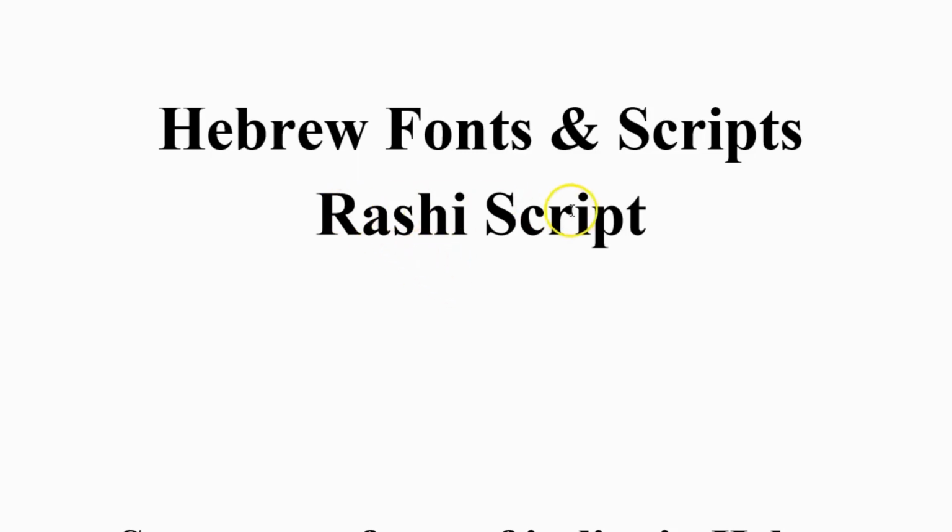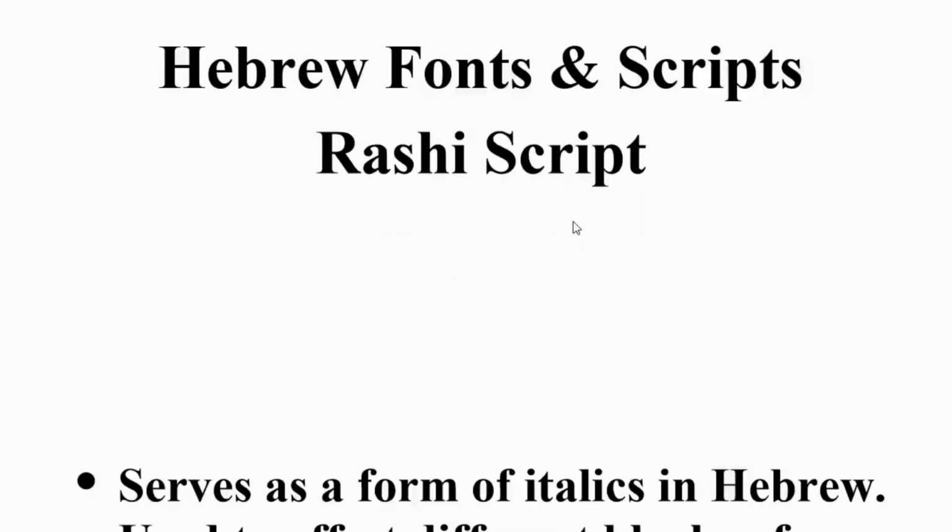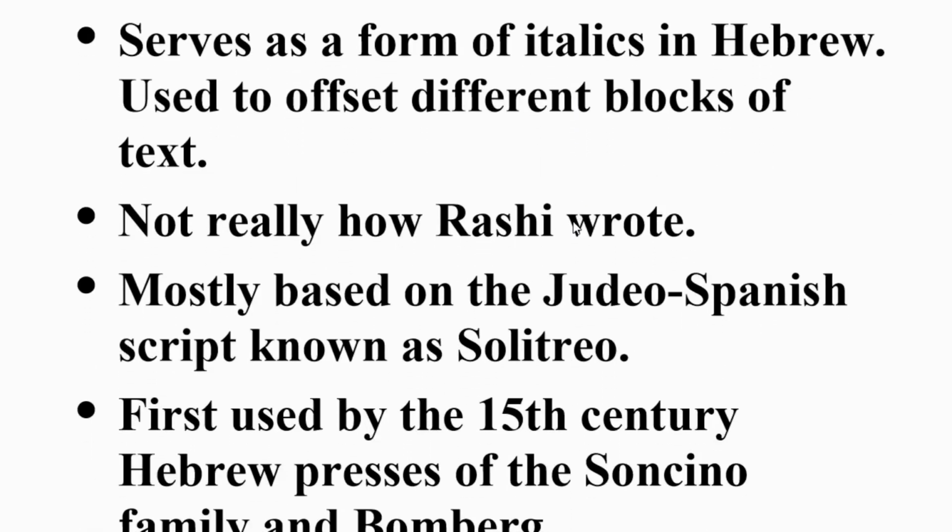Okay, Rashi script. So first, a little historical background in Rashi script. So, Rashi script serves as a form of italics in Hebrew. Its use typically is to offset different blocks of text. So the early publishers of Hebrew texts, the so-called Rabbinic Bible, which in Hebrew we call the Mikraot Gedolot, and the Talmud, they had a problem.